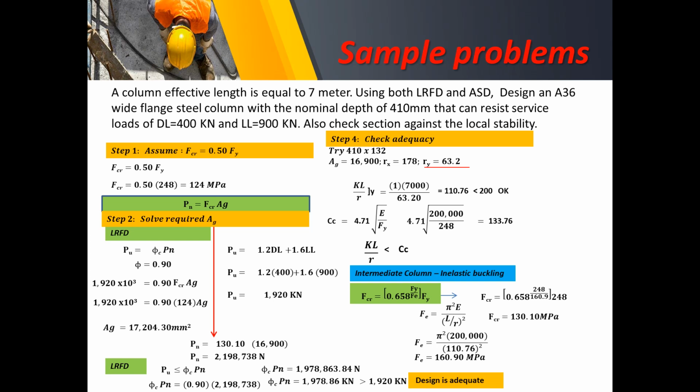As per observation now, we can still use the trial section of 410 by 132 for this loading using LRFD. So at this point, we can conclude that the most economical design section for this is 410 by 132.